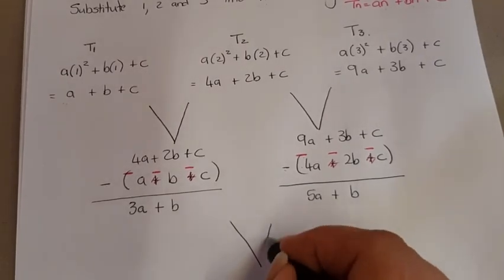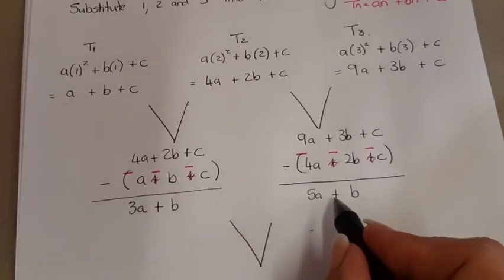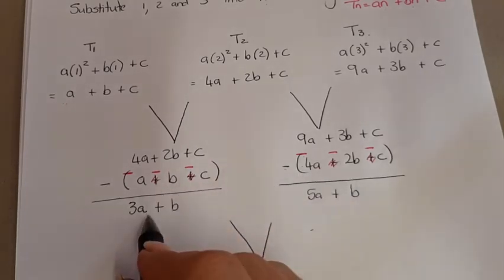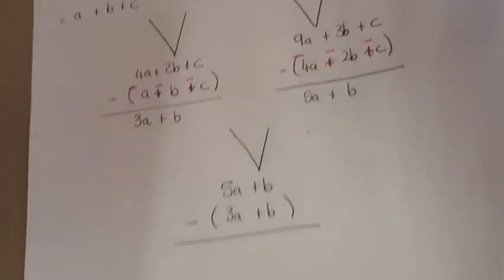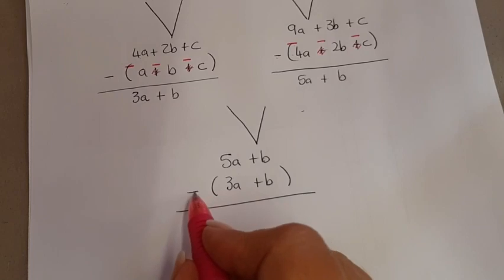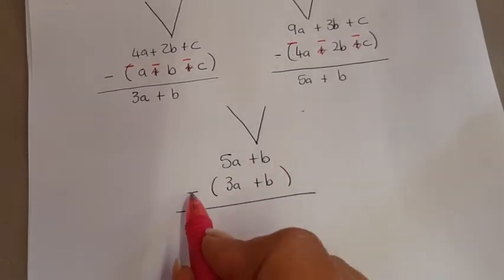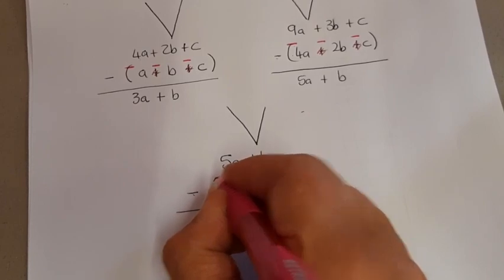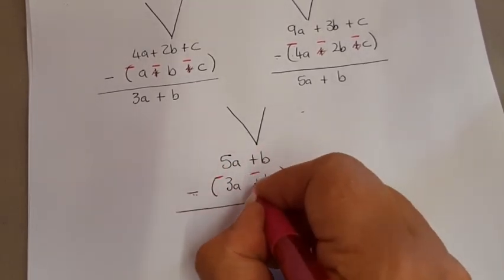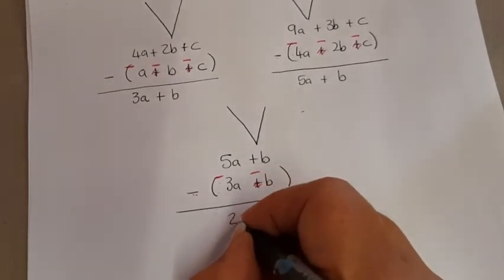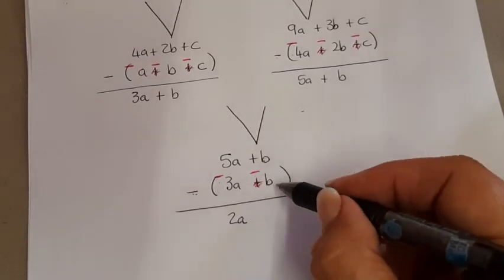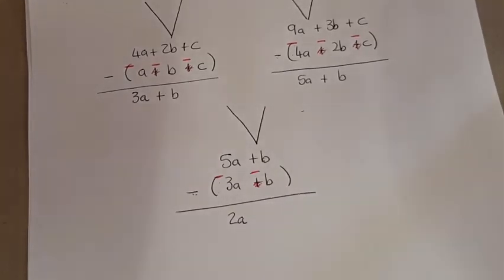Again, we're going to get the difference between these two terms. So it's the next term minus the previous term. 5a plus b minus 3a plus b. We multiply the sign with each term. A minus times a plus is a minus. A minus times a plus is a minus. 5a minus 3a gives me 2a. b minus b gives me 0.